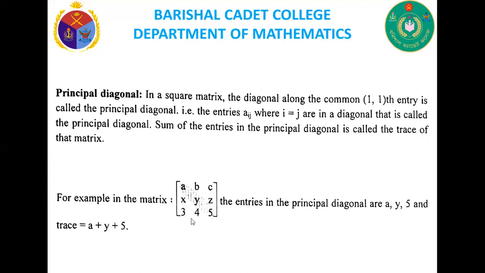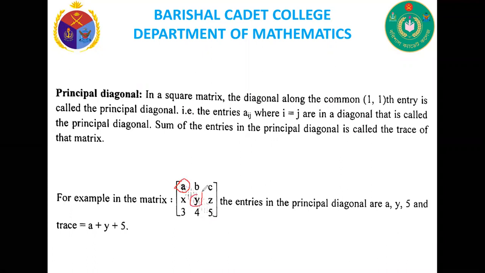Here you see, this is a square matrix. In this matrix, this is the entry 1, this is 2, this is the entry 2, this is the entry 2, this is the entry 3. So we see that this diagonal passes through these entries, and this is called the principal diagonal.